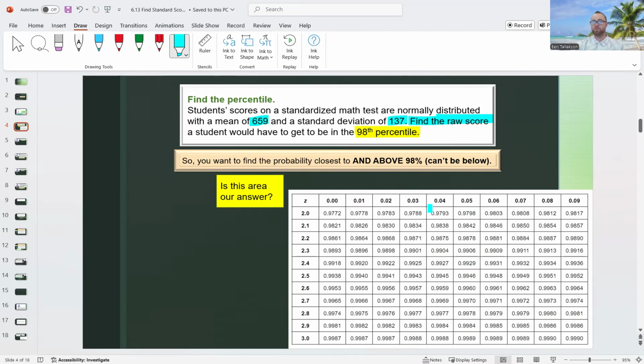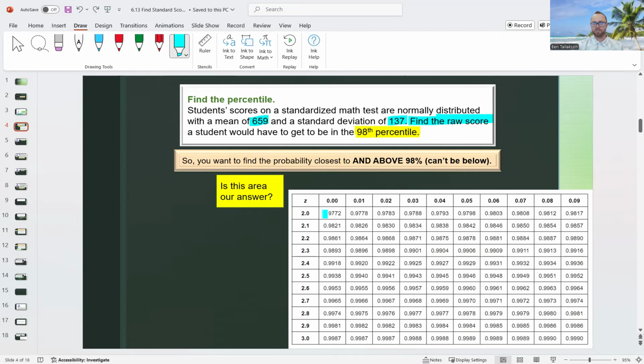So that means we need to find the probability in the table that is closest to 98% or above. It could be equal to 98 or above, but it can't be below because of the definition of percentile, right? If you have 97 point something, you're not quite in the 98th percentile. So this is very key. I would write this down anytime you're dealing with percentiles and these tables. So let's find it. Do you see it?